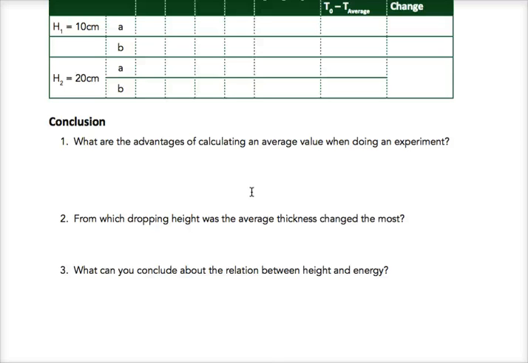Number 2, from which dropping height was the average thickness changed the most? So when you're answering this, which drop height, 20 centimeters or 10 centimeters? Which one was the average thickness changed the most? And even though it doesn't say, why do you think it changed the most? Go ahead, pause the video and answer this question.